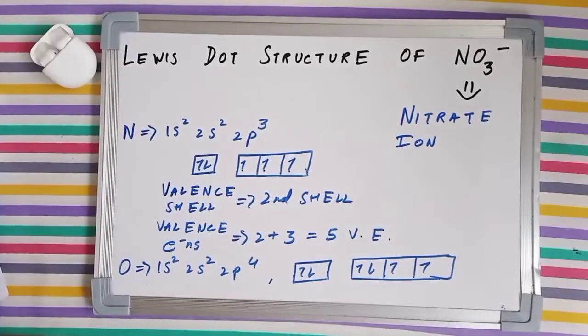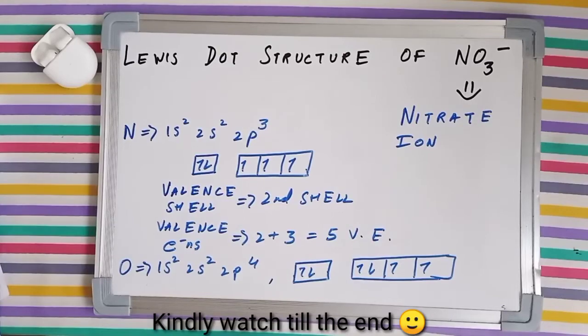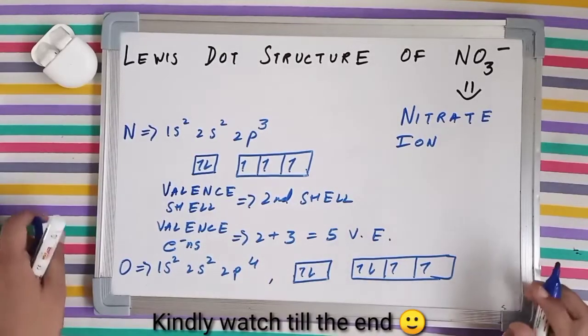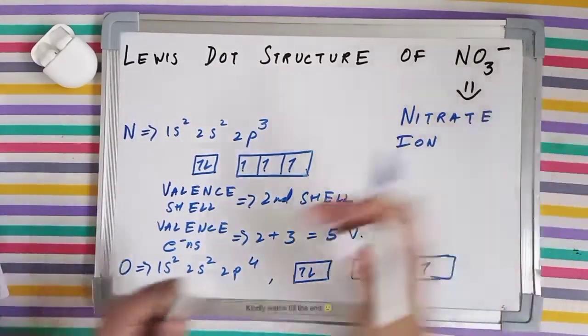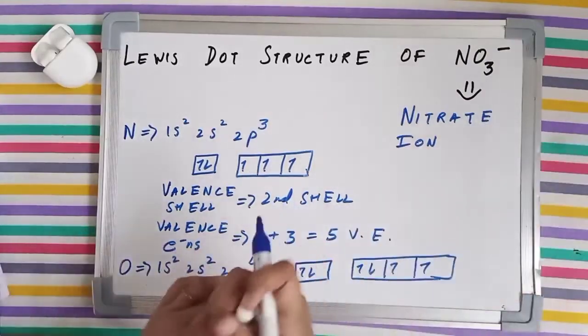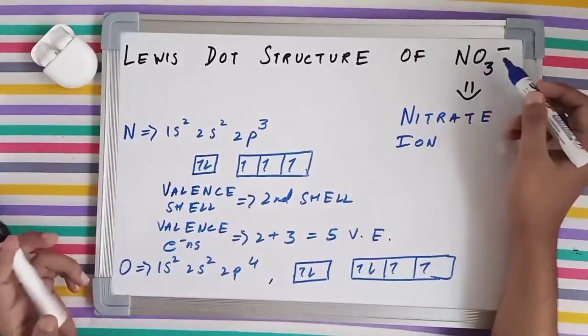Welcome everyone. We are interested in drawing the Lewis dot structure of NO3 minus ion, which is known as nitrate ion. Now in order to draw the structure, we need to find out the valence electrons of the different atoms present in this molecule, which are nitrogen and oxygen.